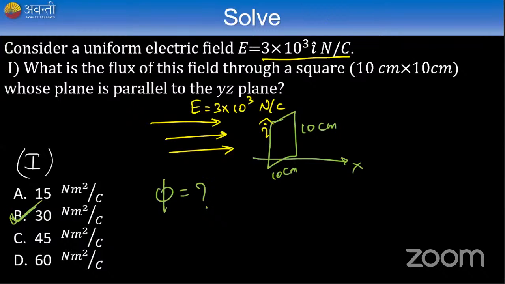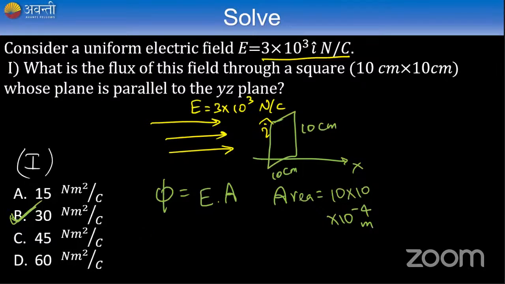So what is the flux formula, guys? Phi is equal to E dot A. So what is my area? Area is 10 into 10, that is 10 into 10 into 10 power minus 4 meters square. So this will be 10 power minus 2.